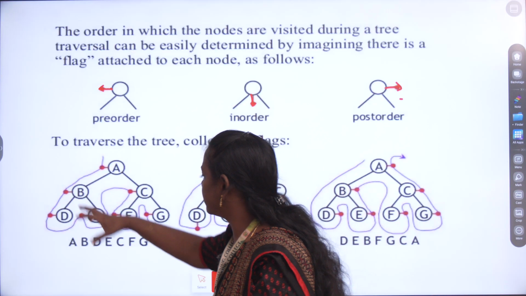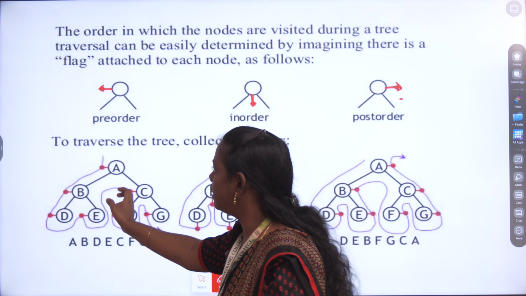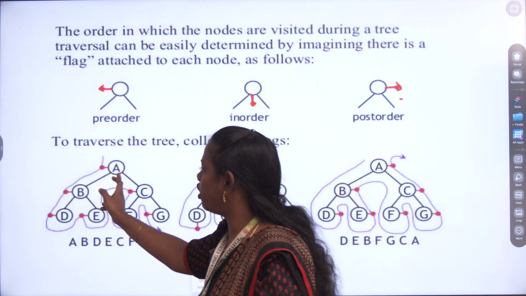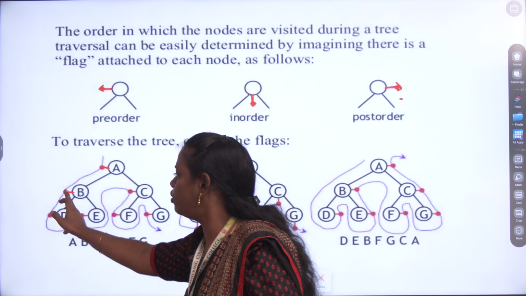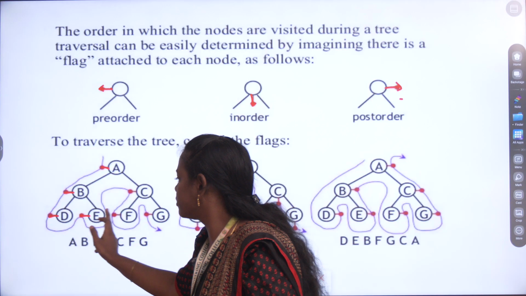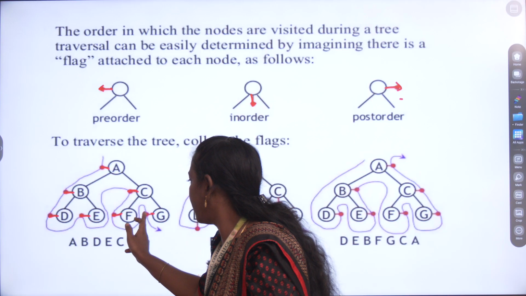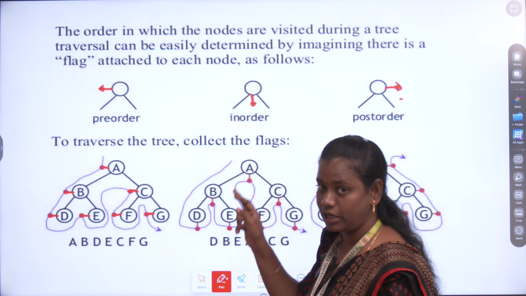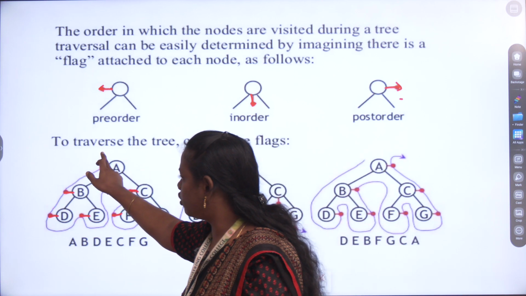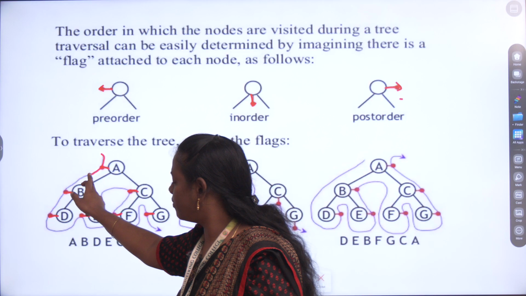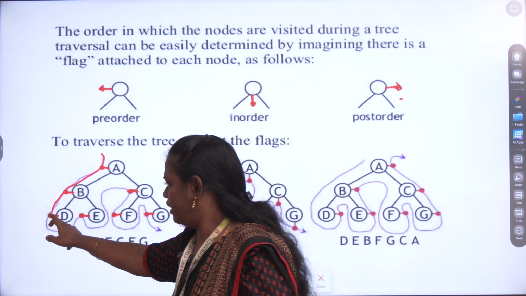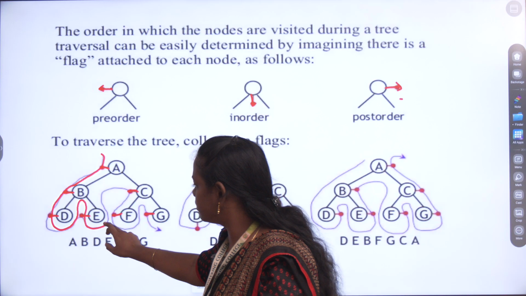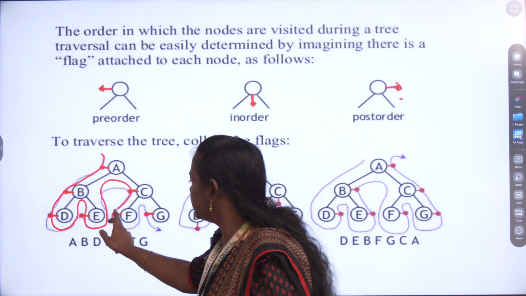Okay, so first consider this example. Now I am going to apply pre-order. Pre-order means on the left side I need to put a flag symbol. So here I have put a flag symbol. So now I am going to start visiting from the root node. I need to simply draw a line starting from the root node, passing by all the nodes. Wherever the line touches a flag, that is the order in which the tree is visited.